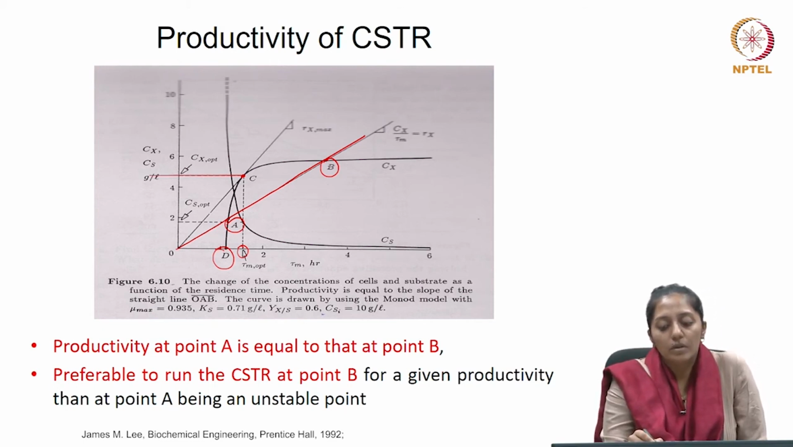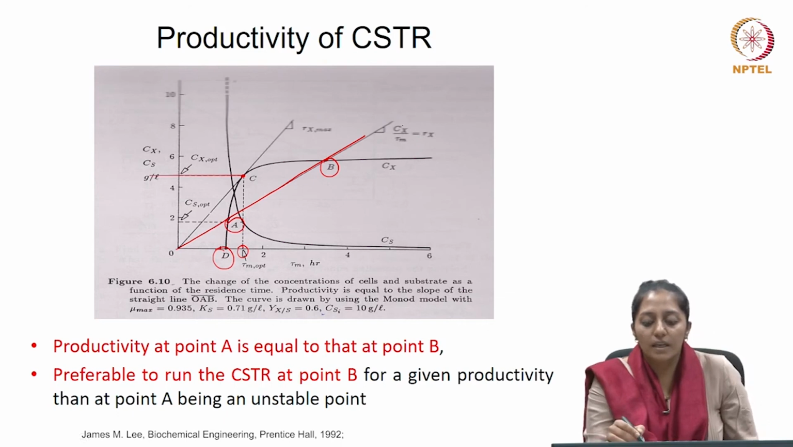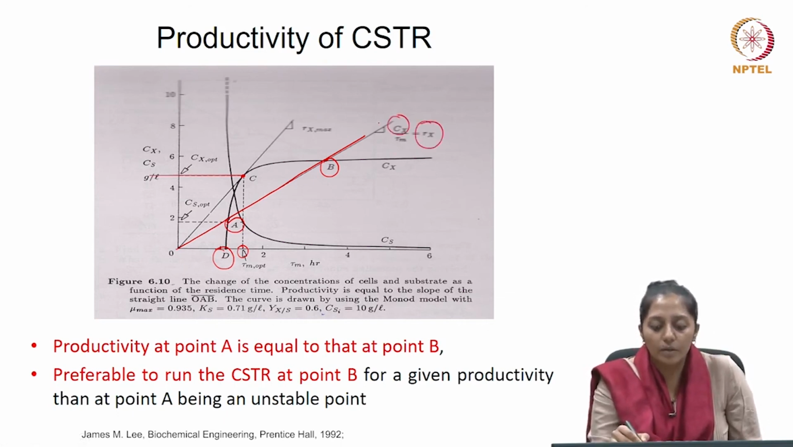Even though the biomass is lower. So, if you see, your productivity, which is Rx, is dependent on the Cx and the tau m. Higher the value of Cx, higher will be the productivity. Lower the value of residence time, higher will be the productivity.